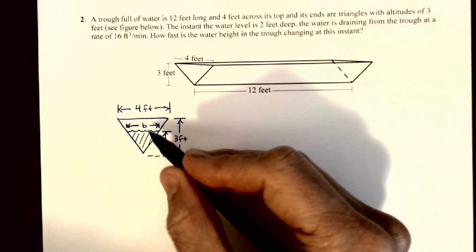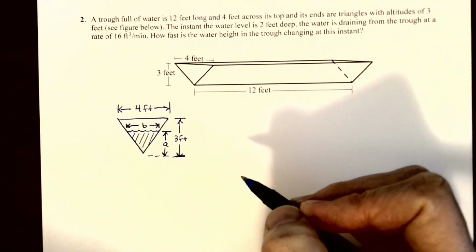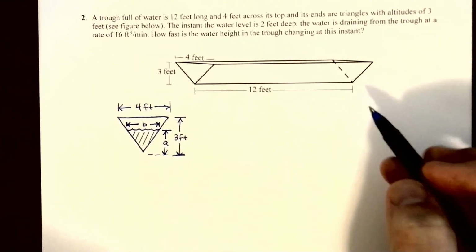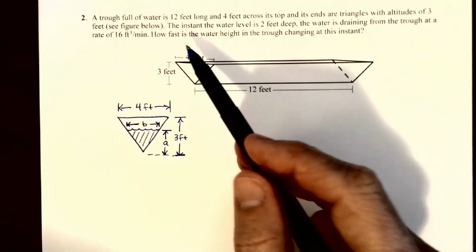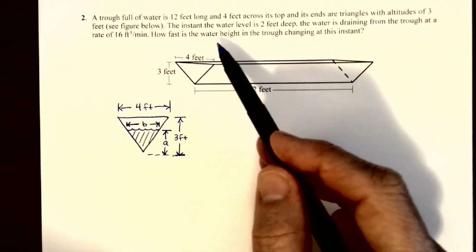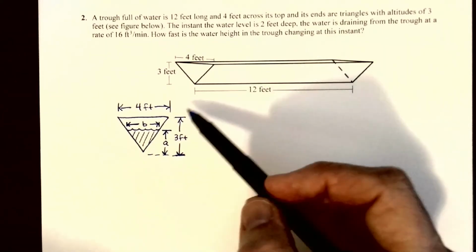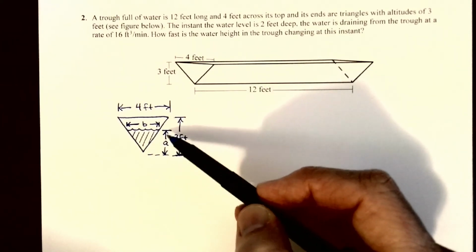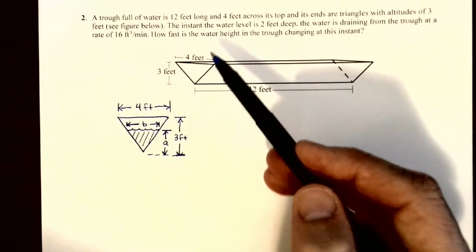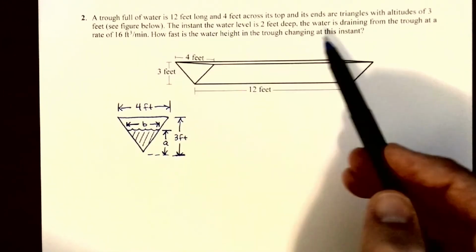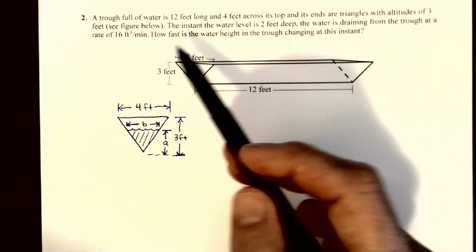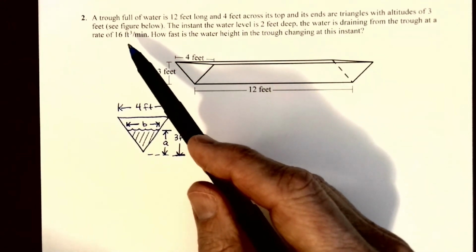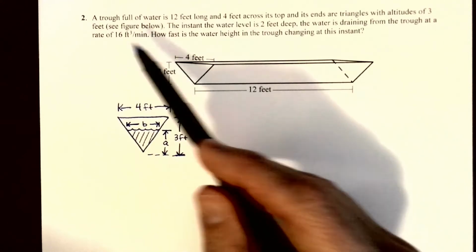So these two quantities are changing as time progresses. Both are getting smaller, and yet there's one more variable of importance. We're asked to find how fast the water height in the trough is changing. So the water height would be this A that's changing, but we are given that the water is draining from the trough at the instant it's 2 feet deep at a rate of 16 cubic feet per minute. So what is that rate of change?